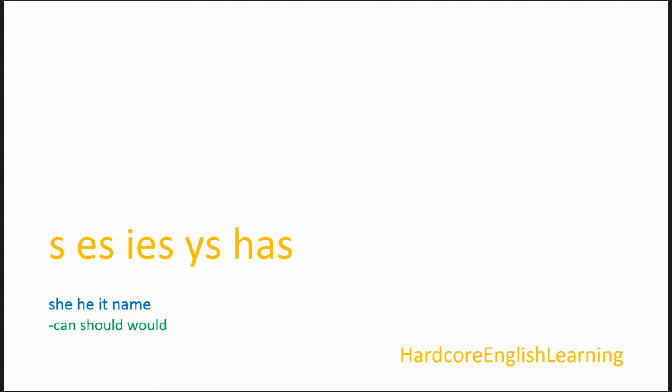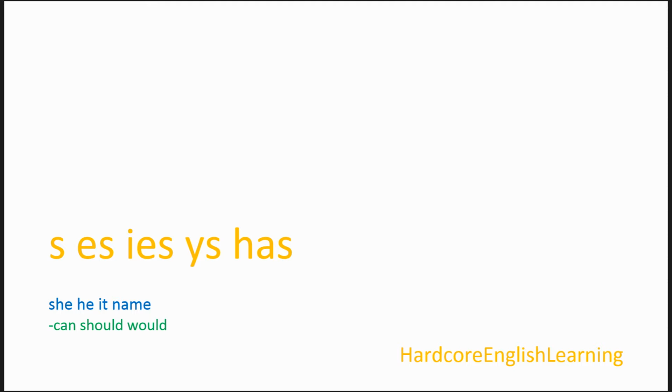Here, the S rule is talking about adding S to a verb. When do you do that? Well, first, you do it in the simple present tense. Just in the simple present tense. And you do it when the subject is she, he, it, name, just any name. And if the person doing the verb or the thing doing the verb is she, he, it, name, then you will use the S form of the verb.